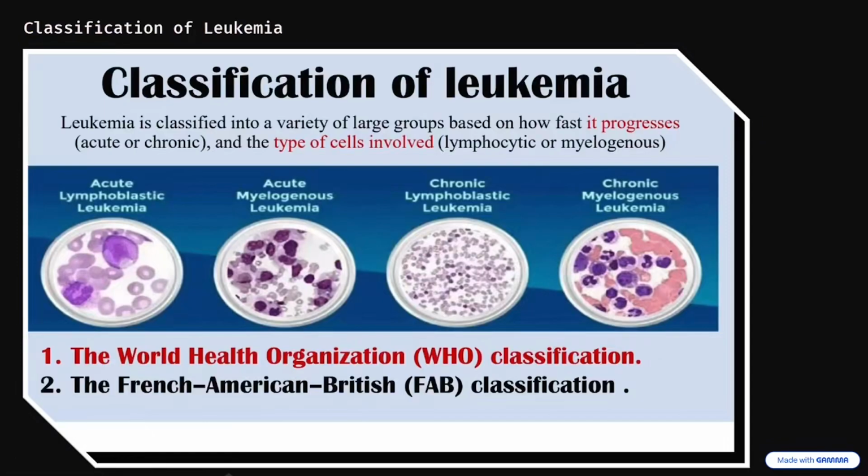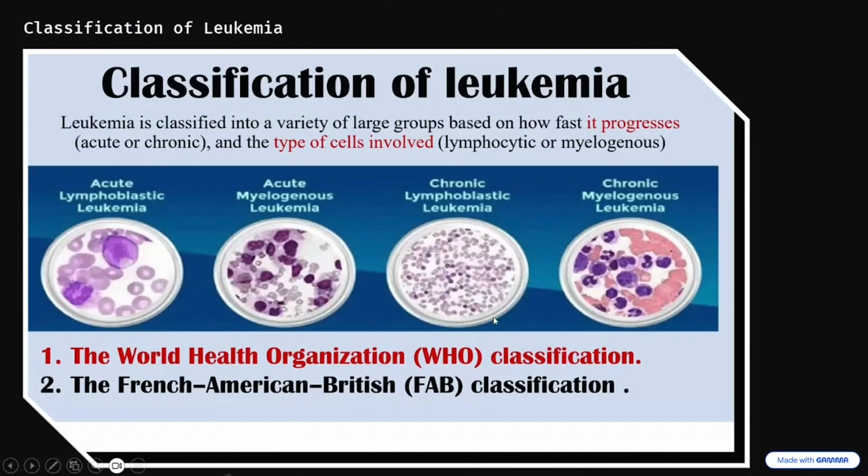Now let us go to classification of leukemia. Leukemia is classified into a variety of large groups based on how fast it progresses and the type of cells involved. According to the fastness of its progress, it is divided as acute and chronic leukemias, and according to the type of cells involved, it is classified as lymphocytic and myelogenous leukemia.